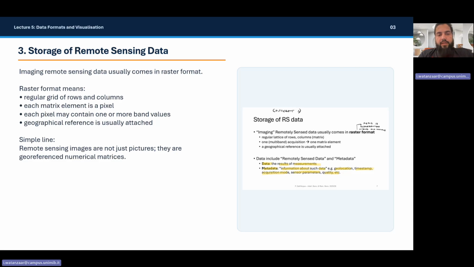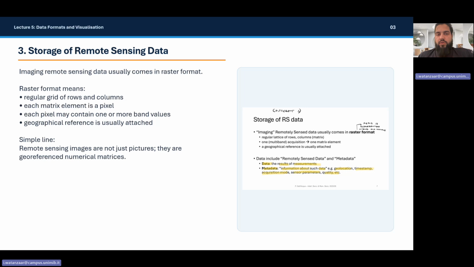The simple line here is that remote sensing images are not just pictures. As we have seen in the instrument lecture, in the third chapter on Earth observation instruments, we looked at multiple types of sensors. One of them was the imagery sensor or non-imagery sensor. So this is exactly the same. Remote sensing images are not just pictures, they are geo-referenced numerical matrices.